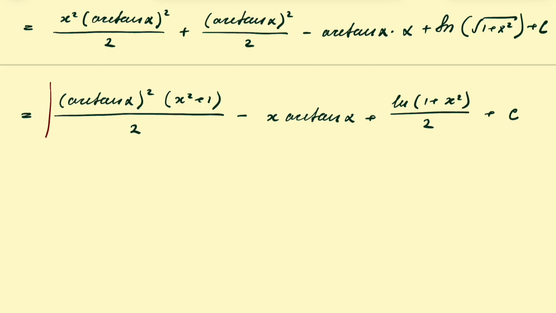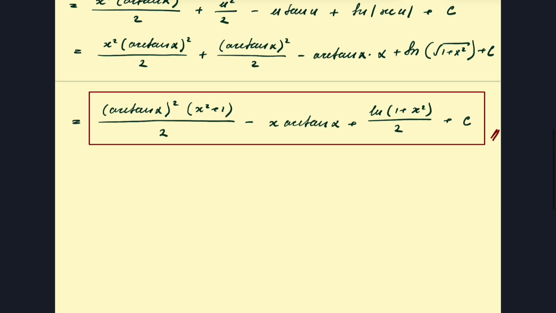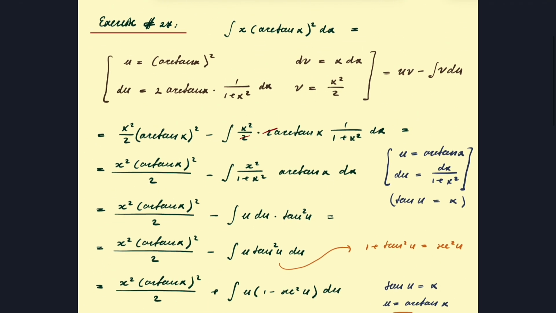I'll rectangle it. So if you have any questions, you are very welcome to ask them in the comment section below. Here is the brief overview of what we did.